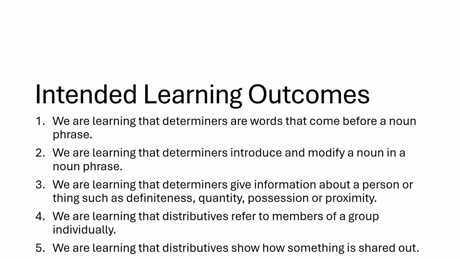There are 5 intended learning outcomes to achieve by the end of the lesson. 1. We are learning that determiners are words that come before a noun phrase. 2. We are learning that determiners introduce and modify a noun in a noun phrase. 3. We are learning that determiners give information about a person or thing, such as definiteness, quantity, possession, or proximity.